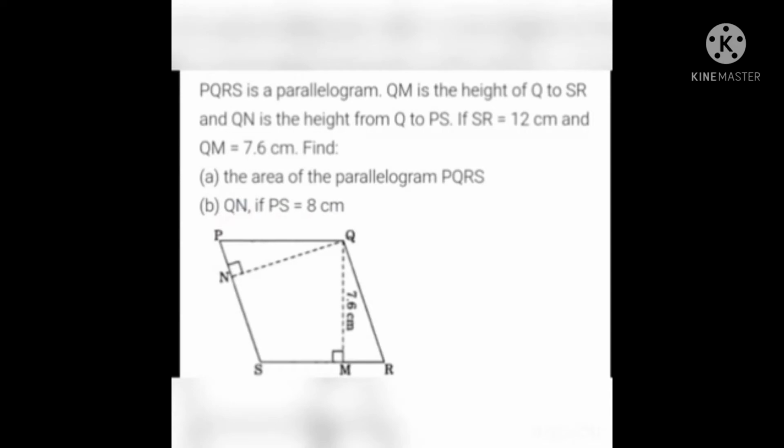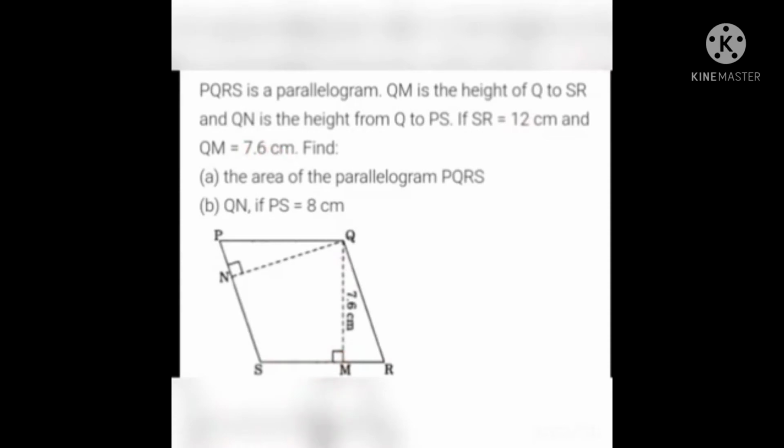So first we can see what all things are given in the question. PQRS is a parallelogram. Then QM is the height of Q to SR, so this is altitude QM to the base SR. Also QN is the height, so this QN is also height, but at that time the base is PS. Now which lengths are given? SR is 12 cm, and the length of QM is 7.6 cm.